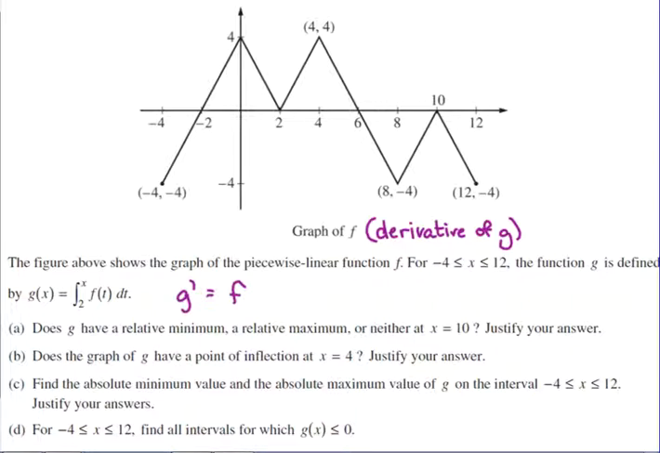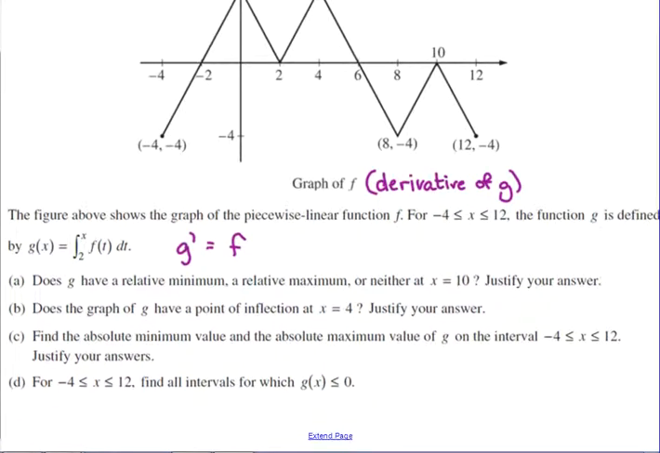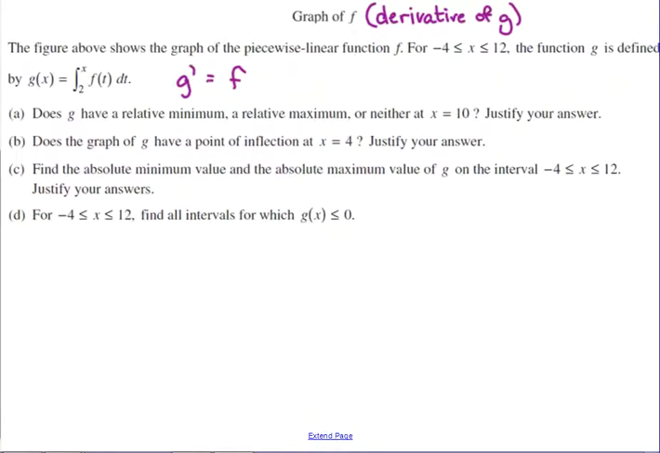Okay, so part A is now a lot easier. Does G have a relative minimum, a relative maximum, or neither at x equals 10? So if we're trying to figure out relative minimums, relative maximums, etc., we're looking at a sign change on the derivative. So is there a sign change at x equals 10? No. Now, it has a point there, and that's what most people are going to see. They're going to say, oh, that's a maximum, but we're not looking at the graph of g. We're looking at the derivative. There has to be a sign change to have a maximum or a minimum. So it has neither.